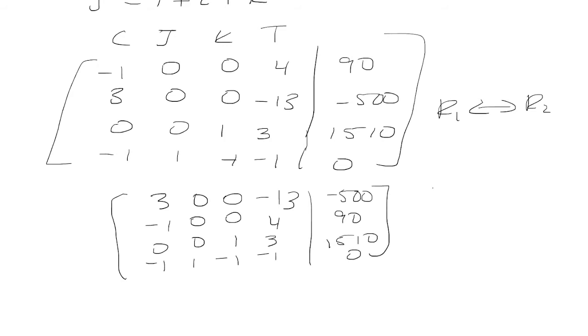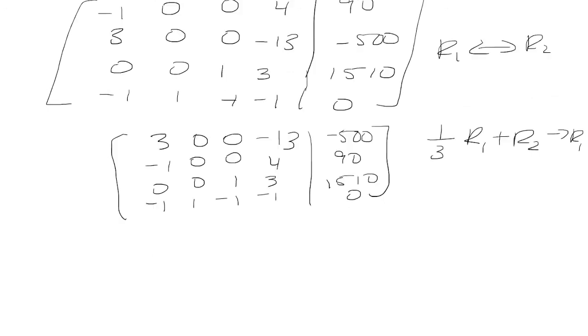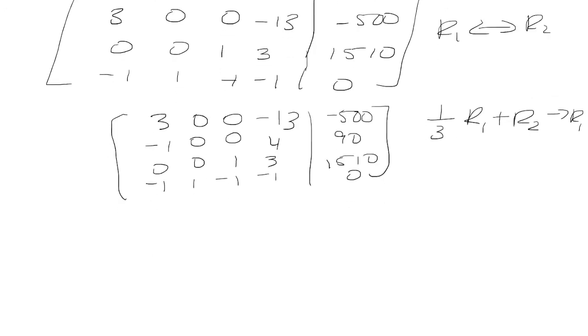The next thing we're going to do is take 1/3 row 1 and add it to row 2. That's going to be our new row 2. So 1/3 row 1. 1/3 times 3 is 1. 1 plus negative 1 is 0. The first row remains the same. We're not going to touch it.